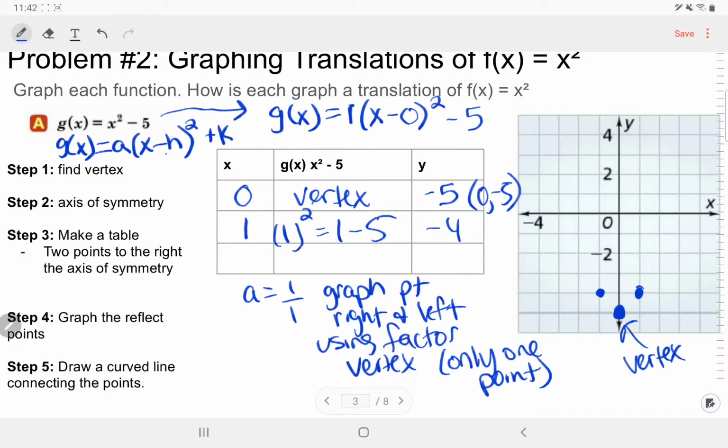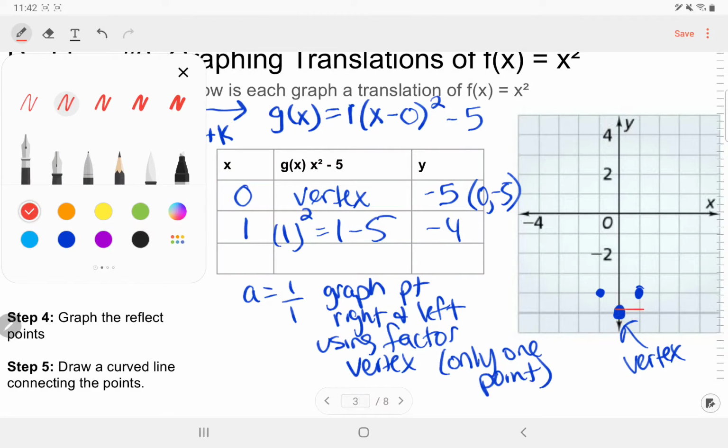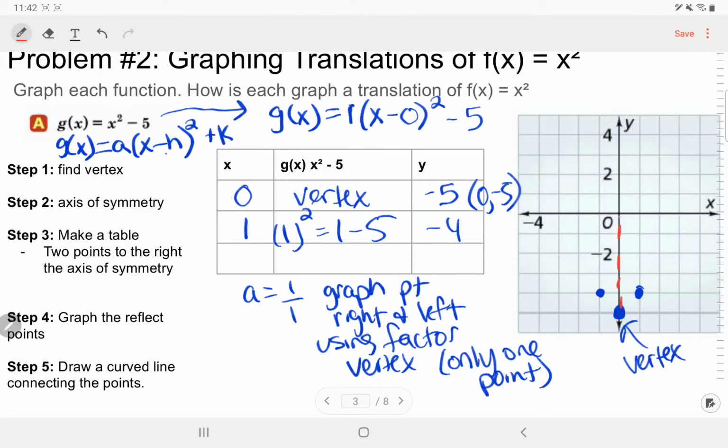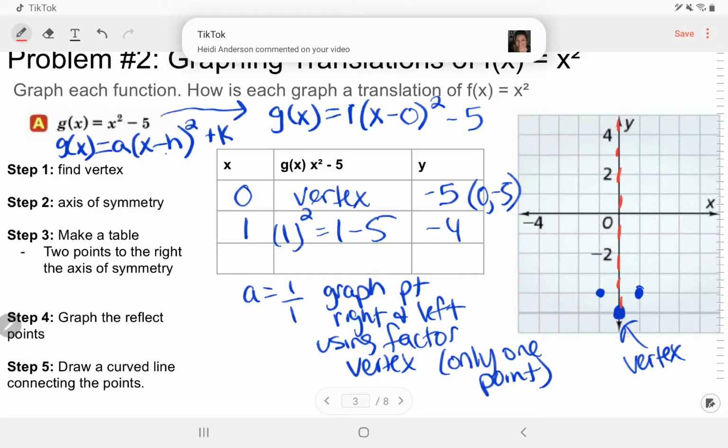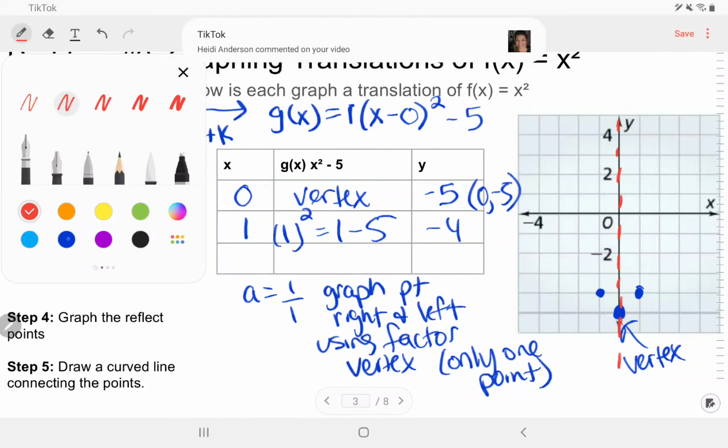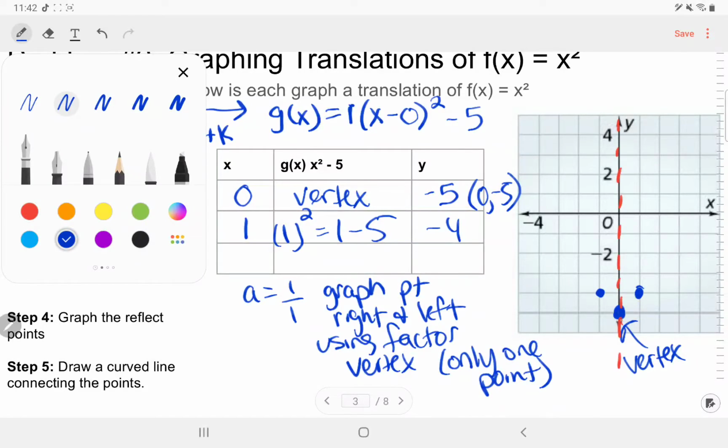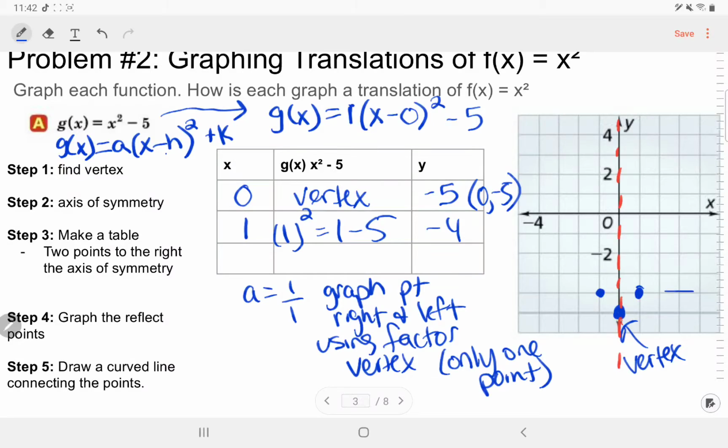After you do that, we need to remember our axis of symmetry is going through our vertex. It's a vertical reflection line that we can't see. So what we need to do is make sure we have enough points so that we are able to figure out what the shape of our quadratic looks like. So what I'm going to do is choose another point. So we just did the vertex and we did 1, and I'm going to do 2 now. So I'm going to plug in 2 for my equation.